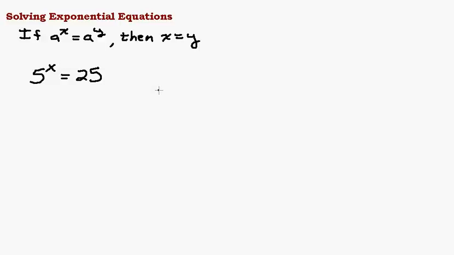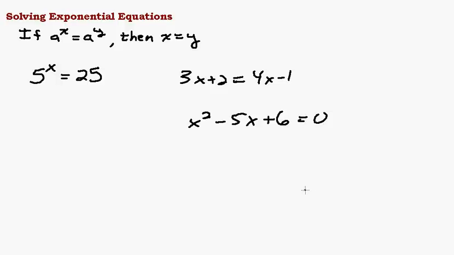Now you guys at this point should know how to solve certain types of equations. You should know how to solve what we call linear equations, which would be something like 3x plus 2 equals 4x minus 1, where you get the x's on one side and the numbers on the other, and you solve for x that way. Then you should know how to solve quadratic equations. Those have squareds in them, like if you had x squared minus 5x plus 6 equals 0. You could factor that. You get x minus 2, x minus 3 equals 0, so x equals 2, x equals 3. Did I do that right?